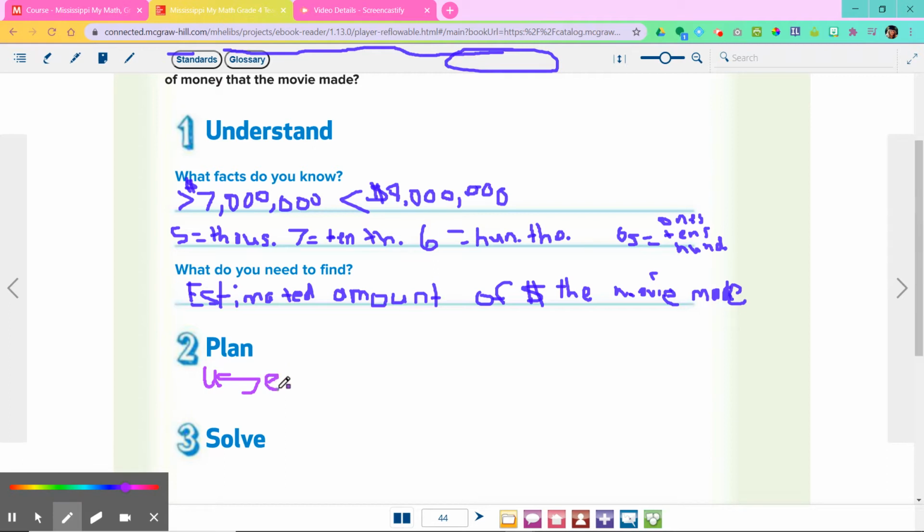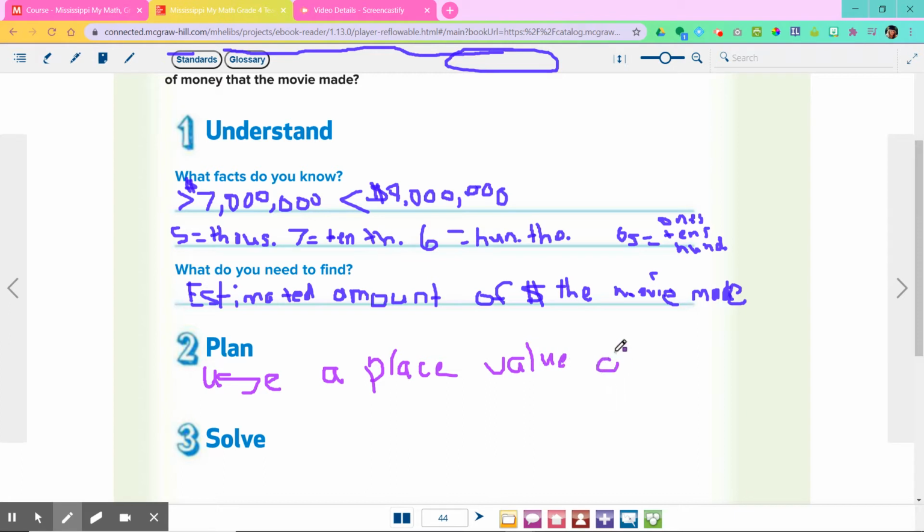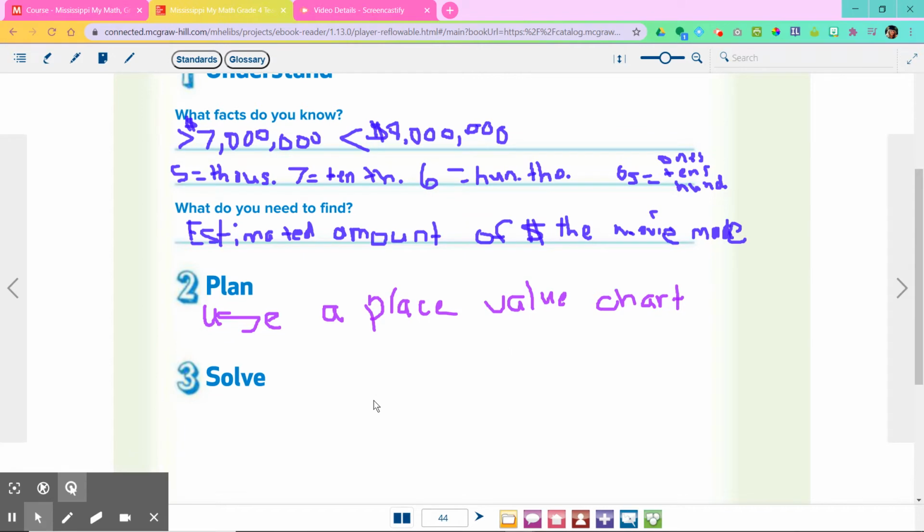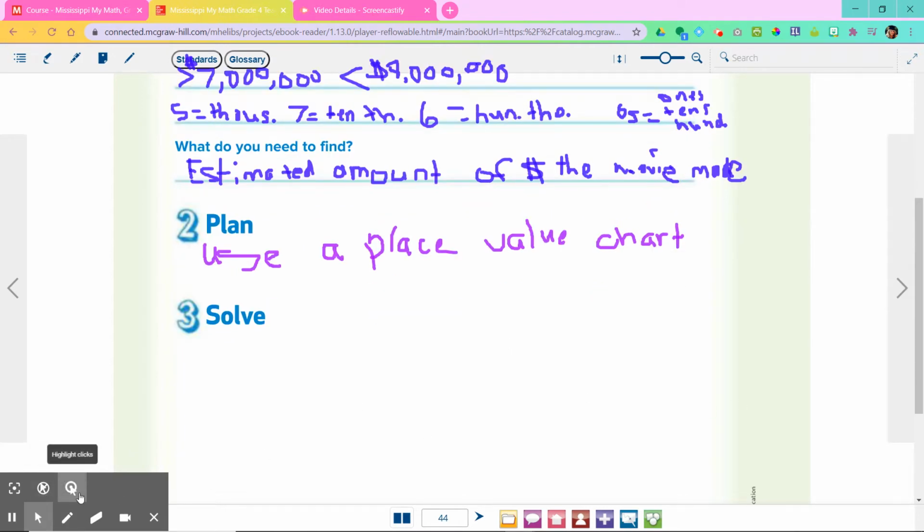Whoops, that should be use a place value chart. All right, so my plan is going to be to use a place value chart. Now, instead of having to draw out something fancy, what we are going to do is take and write out blanks for my place value chart.